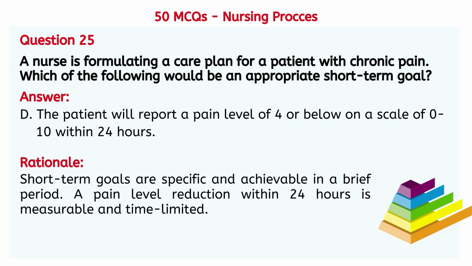The answer is D. The patient will report a pain level of 4 or below on a scale of 0-10 within 24 hours. Rationale: short-term goals are specific and achievable in a brief period. A pain level reduction within 24 hours is measurable and time-limited.